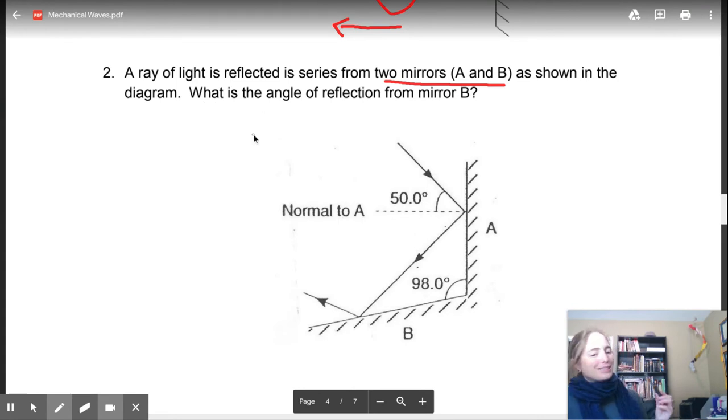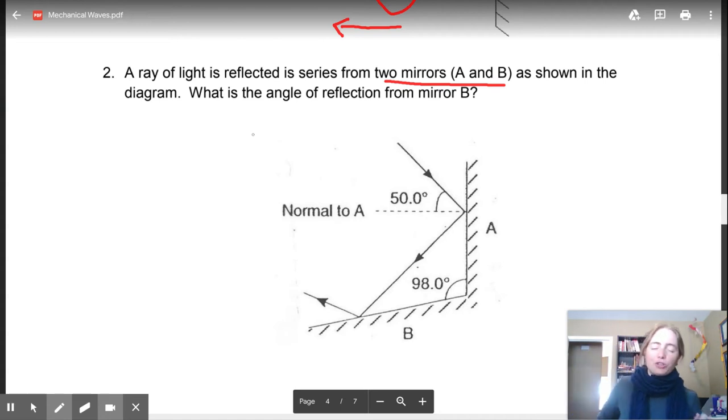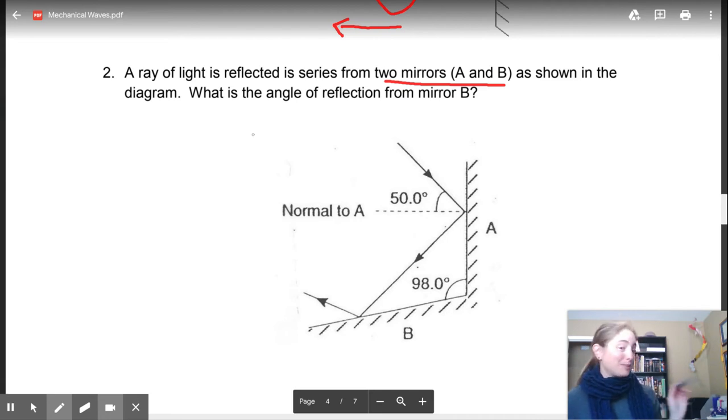Now, the thing aside with this one is light is not a mechanical wave. Light is electromagnetic radiation. We've got a whole chapter on that in Physics 30. A whole unit on that in Physics 30. So, ladies and gentlemen, we're only using light to practice the angle of incidence. Angle of incidence equals angle of reflection. Okay, so that's all we're using light for here.